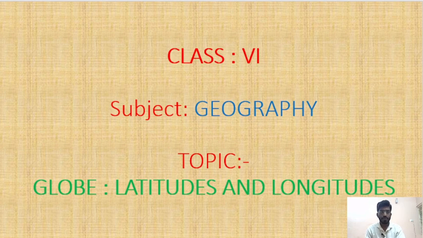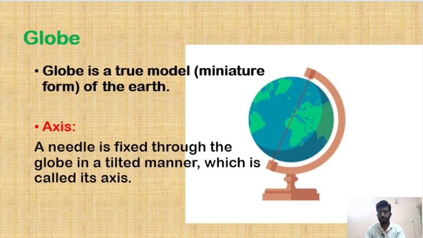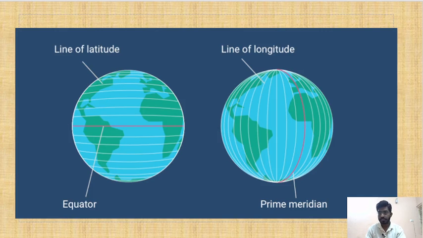First of all, what is a globe? A globe is a true model of Earth. If you observe the globe, it looks exactly like our Earth. On the globe, we will observe some horizontal lines and vertical lines. What are these horizontal and vertical lines, and what is the use of those lines? We are going to discuss in this lesson.